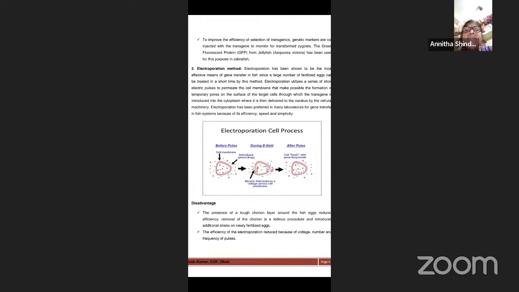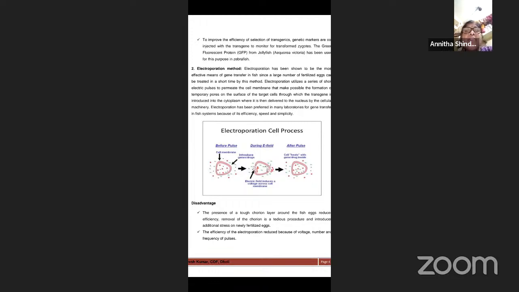Actually it involves an electric pulse. By the help of electric current, you generate an electric pulse. What will this electric pulse try to do? It will try to permeate the cell membrane. You know what the cell membrane is: the membrane which bounds the cell. And this cell membrane has to be permeable. Permeable in the sense that it has to allow whatever comes its way to pass through.